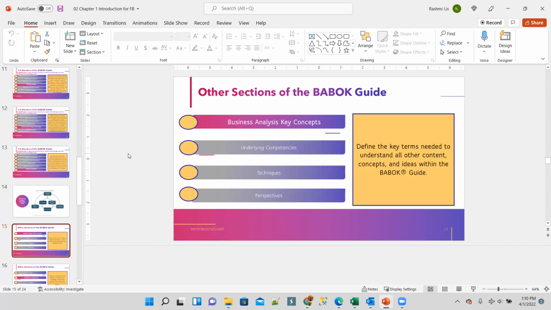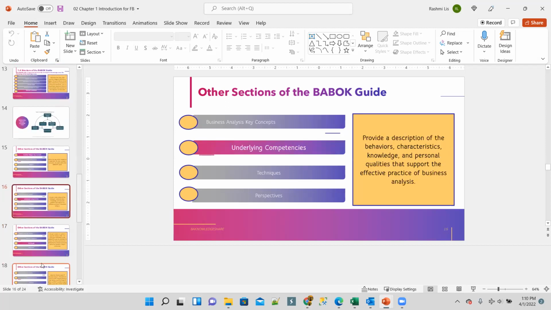So business analysis key concepts, there are other chapters, and this kind of goes through the other sections of the BABOK guide. You have business analysis key concepts, which defines the key terms needed to understand all other content, concepts, and ideas within the BABOK guide. Underlying competencies provide the description of the behaviors, characteristics, knowledge, and personal qualities that support the effective practice of business analysis.